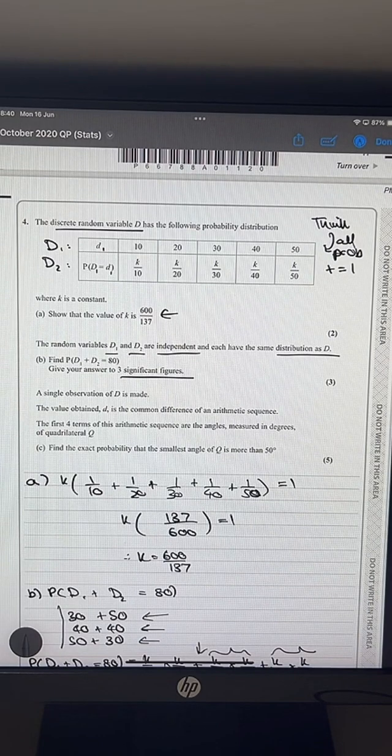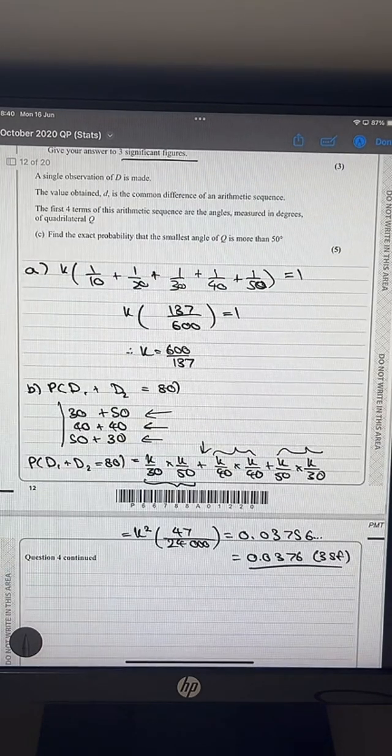And this is what I have. How do you get k squared? Well, you can see k times k, k squared. You have a bunch of those. So I just factorize that out.